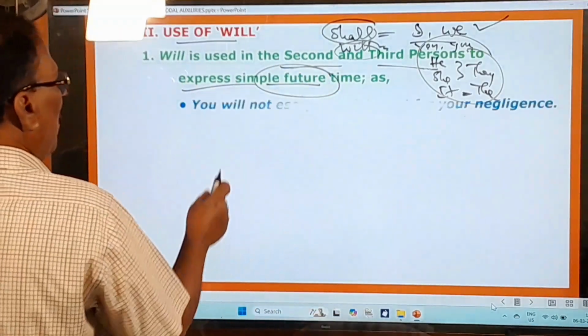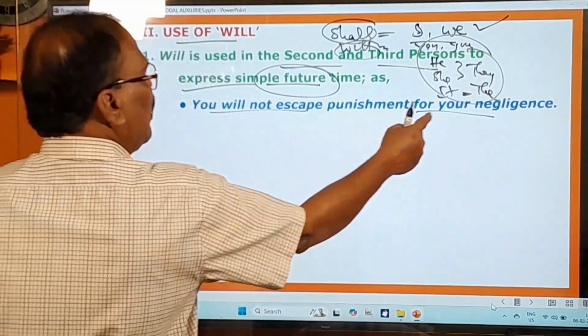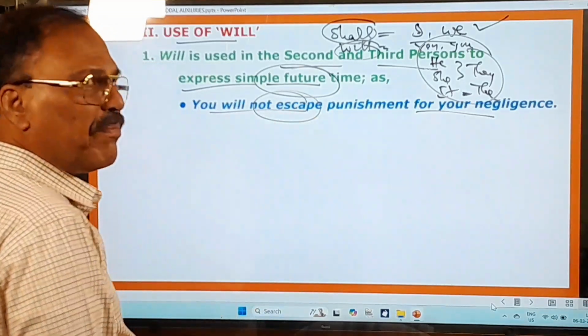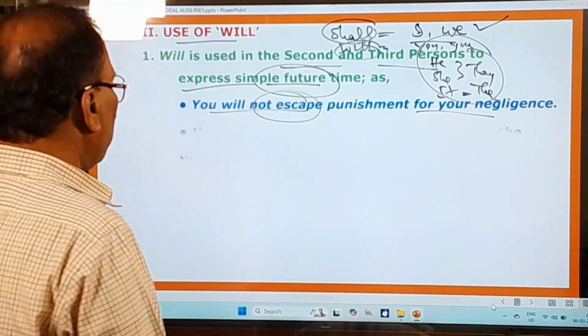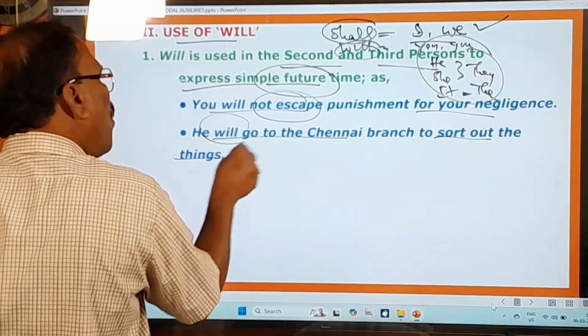So, very simple. You will not escape punishment for your negligence. You will not escape. You will not escape. He will go to the Chennai branch to sort out the things. He will go.